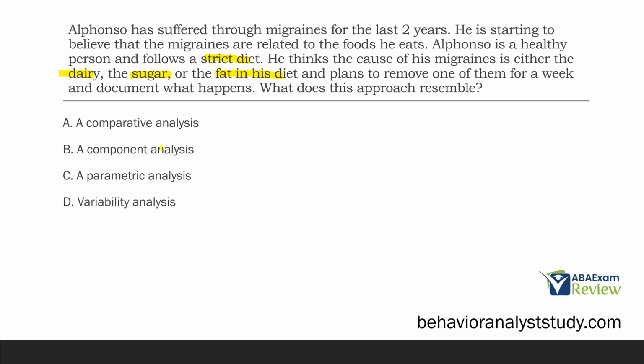Think of these words, comparative versus component. With the component analysis, you're looking at the actual components of the intervention or the plan and analyzing each component. With the parametric analysis, that's when you've decided on the primary intervention or component and you want to know how much. So if Alfonso figures out, let's say, sugar is causing the migraines, he can do a parametric analysis to analyze how much sugar he needs to remove or maybe how much sugar he needs to eat.